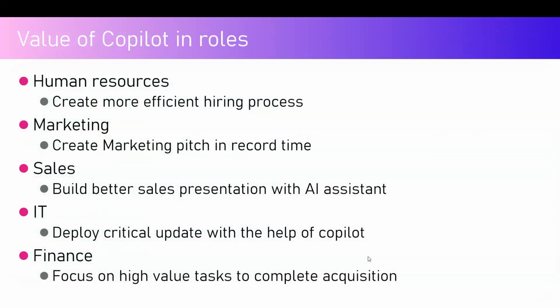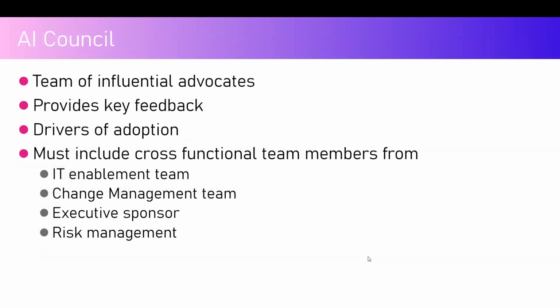Now, the value of Copilot and roles differs across various departments. So every department has its own objective. If you implement Copilot for the sales department, that will help them build better sales presentations with an AI assistant. For IT, it will help them deploy critical updates with the help of Copilot. For finance, they'll focus on high value tasks to complete the acquisition process. For marketing, it's all about preparing collateral or marketing pitches in record time. Human resources is all about creating a more efficient hiring process, or onboarding or offboarding resources. So every department has its own purpose, and they can utilize Copilot based on their need.